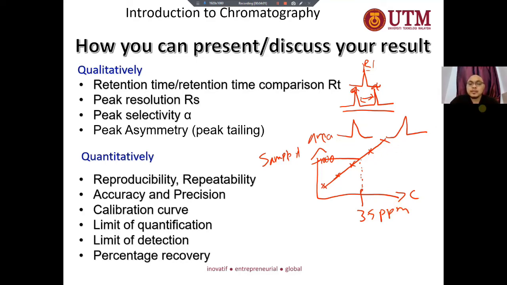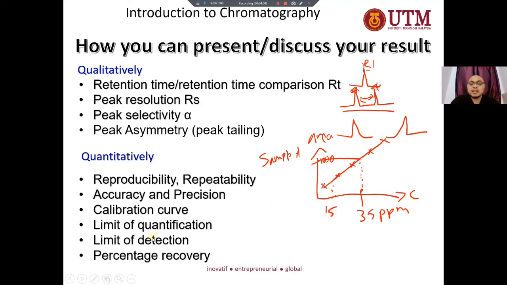Okay. What is limit of quantification? Limit of quantification is the minimum amount that you can quantitate. In the calibration curve, the LOQ value must be in between the points of the calibration curve. If your LOQ is either lower or higher than the points of the calibration curve, it will not be accepted. So the limit of quantification must be within the calibration curve. Maybe in this example, the limit of quantification is 1.5 ppm.